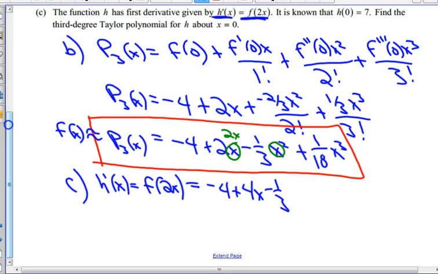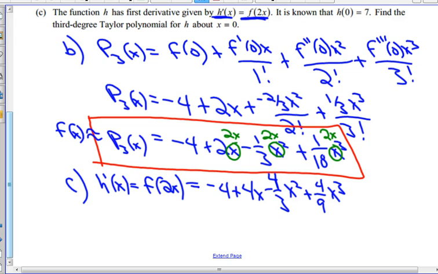Take out the x, put in a 2x, square it. I get 4x squared. So let's call that 4/3 x squared. Do the same thing here. Take out the x, put in a 2x, cube it. I get 8x cubed. 8 over 18 is 4/9 x to the third. There's h prime of x.